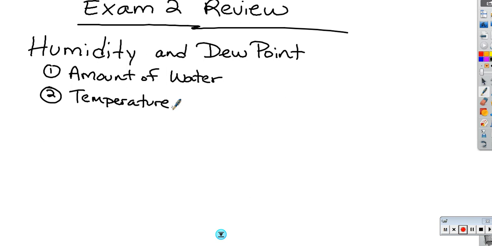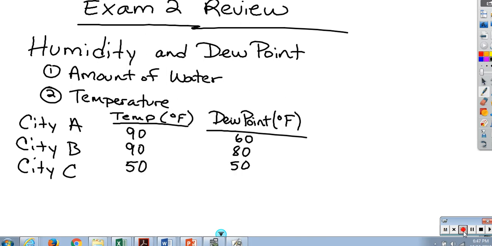So let's look at an example. Here I've provided some data about a couple of cities. City A has a temperature of 90 degrees, so does City B, and City C has a temperature of 50 degrees Fahrenheit. So City A and B are much warmer than City C, and therefore, because the temperature is higher, the air is able to hold more moisture in those areas. So City A and B have the higher capacity to hold more moisture than City C.